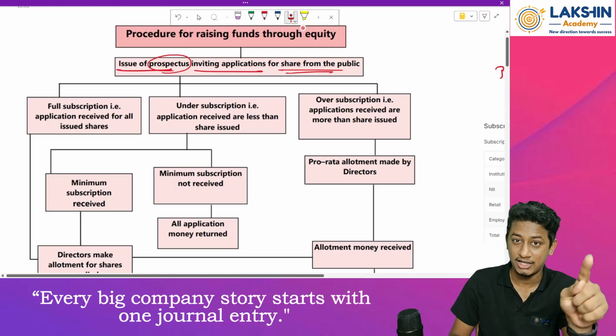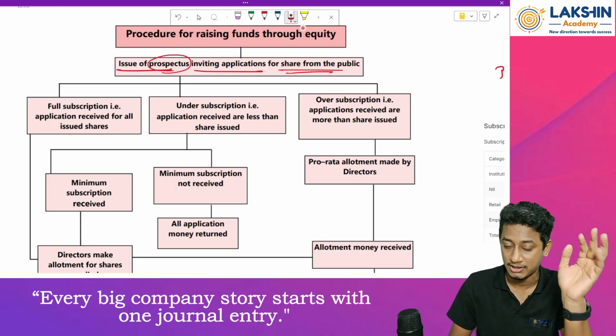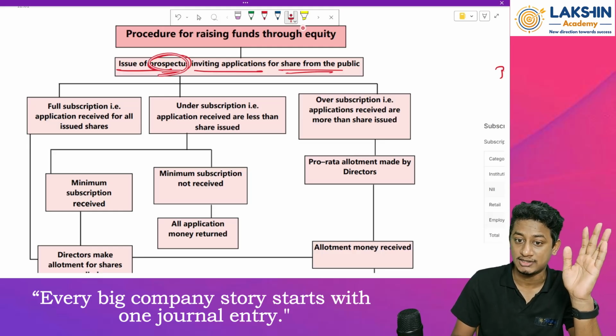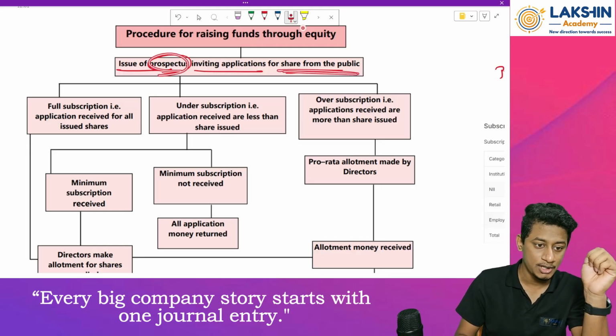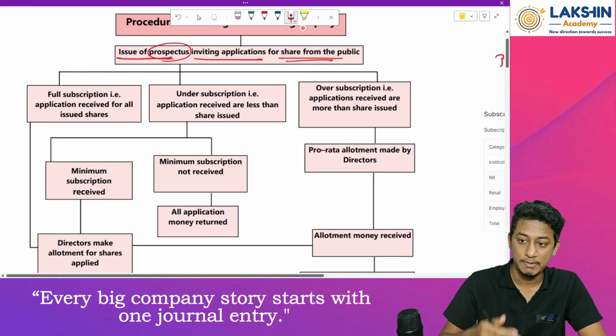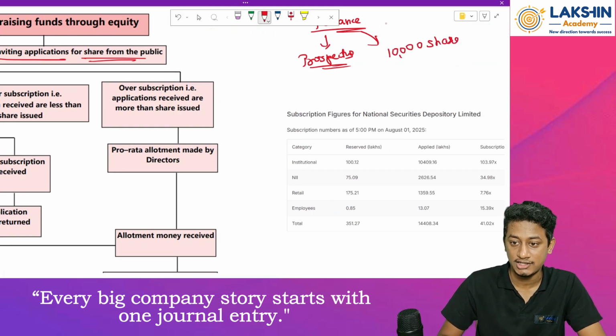See, a private company cannot issue a prospectus because all the shares are placed on a private placement basis. Clear? Only public companies can go for a public issue by issuing a prospectus and asking money from the public. Clear? Okay. So case number 1. Now the company has issued a prospectus asking people for money. Let us say they want to issue 10,000 shares, for example.